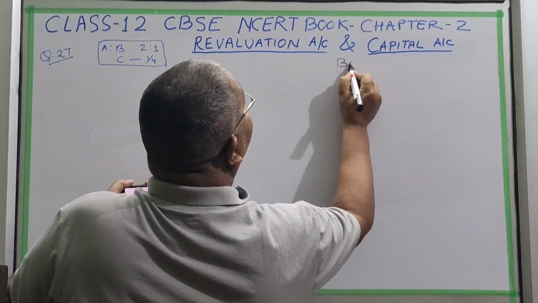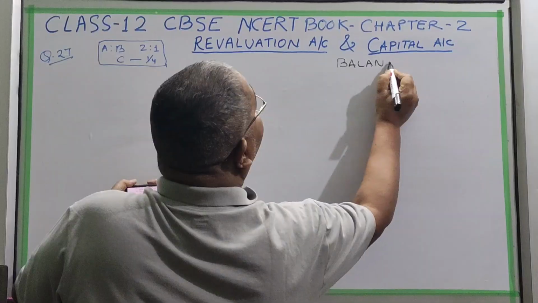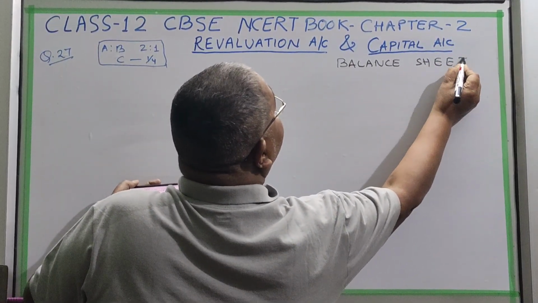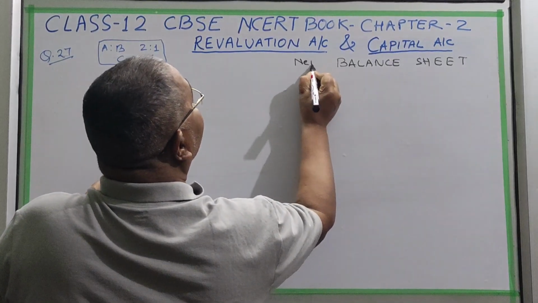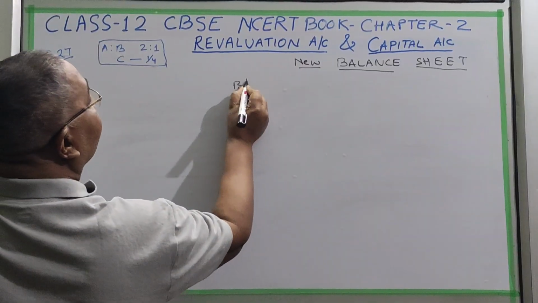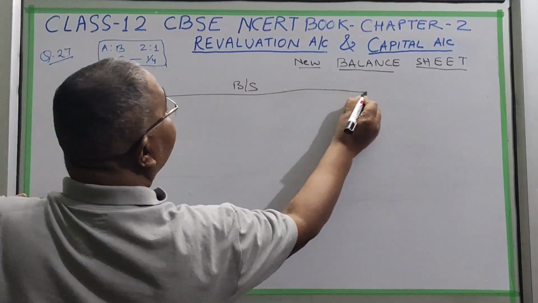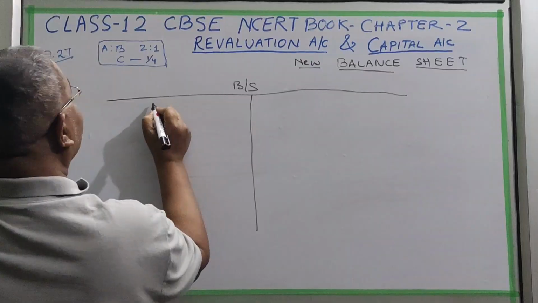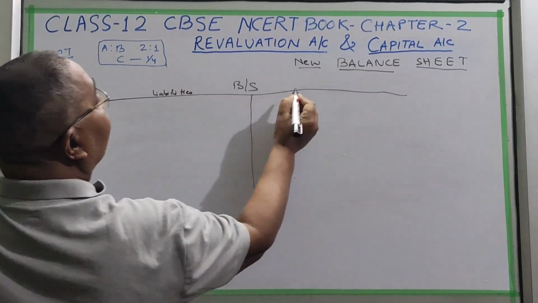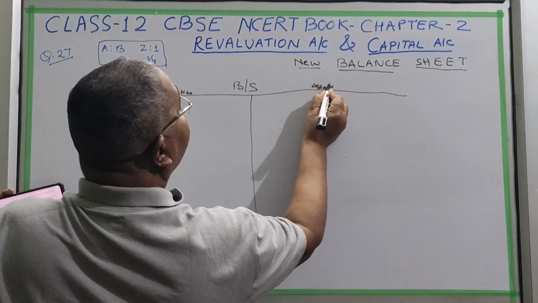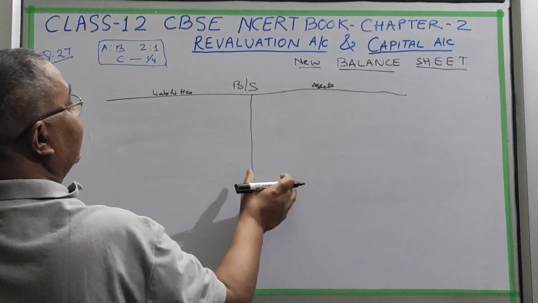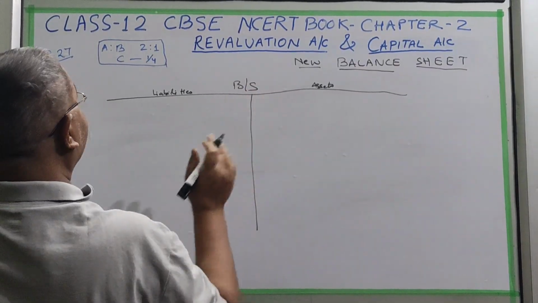And balance sheet. New balance sheet also you have to prepare. So you know balance sheet, it has two parts. One is liability side and one is asset side. It does not have debit and credit because it is not an account. It is a sheet. It is in a paper we are preparing, so it does not have.